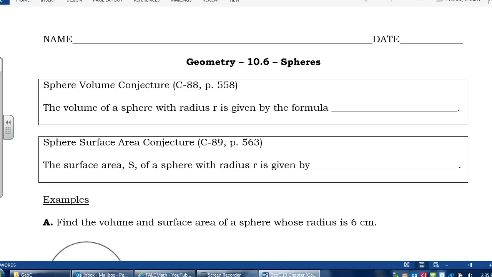This is Geometry Lesson 10.6. In this lesson, we're going to talk about how to calculate the volume of a sphere.